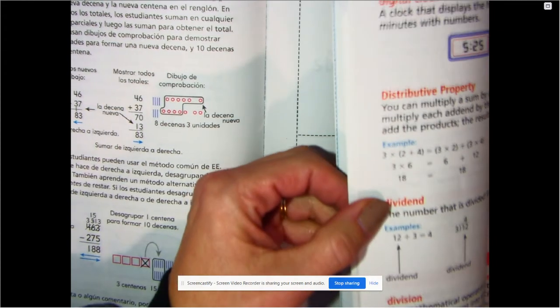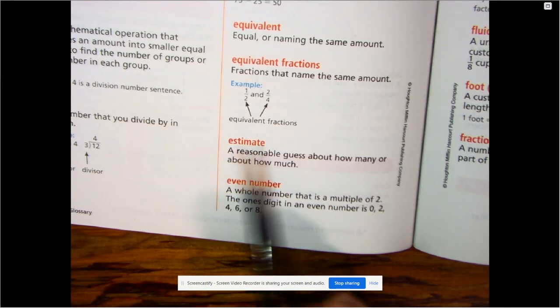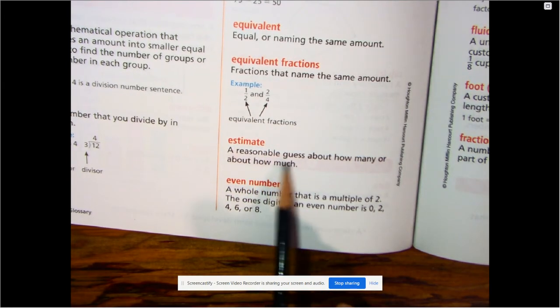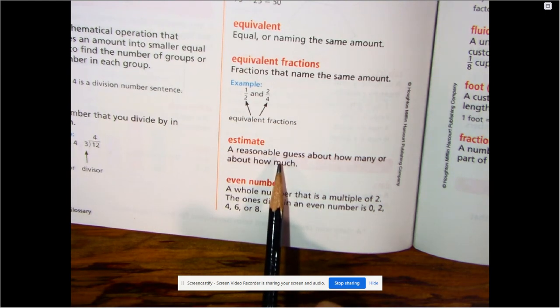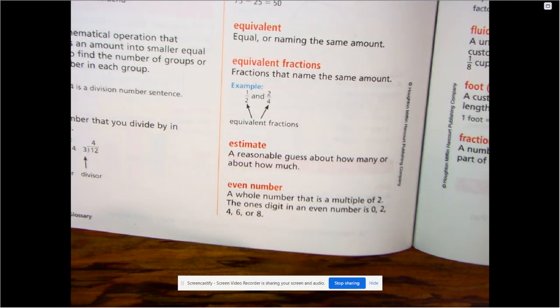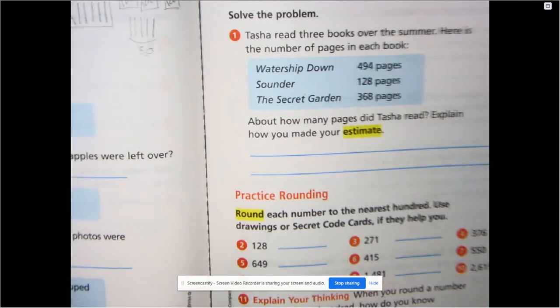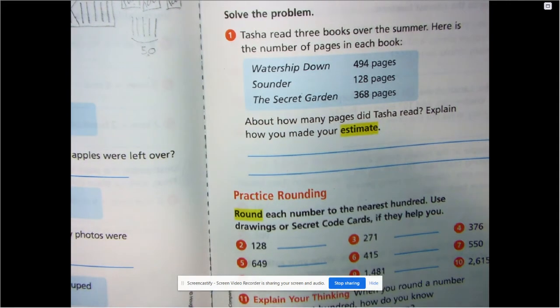Okay, I'm going to flip back to my glossary so I can show you that you can look in your glossary and find that same word, estimate, a reasonable guess about how many or how much, right? So we're not giving an exact answer. We're saying, oh, it's about this much or about this many. Okay, so it's an estimate. We're taking a reasonable guess. Reasonable means it would make sense. It's not something crazy out there, right, in left field. So let me show you how we're going to learn to round to the nearest hundred.